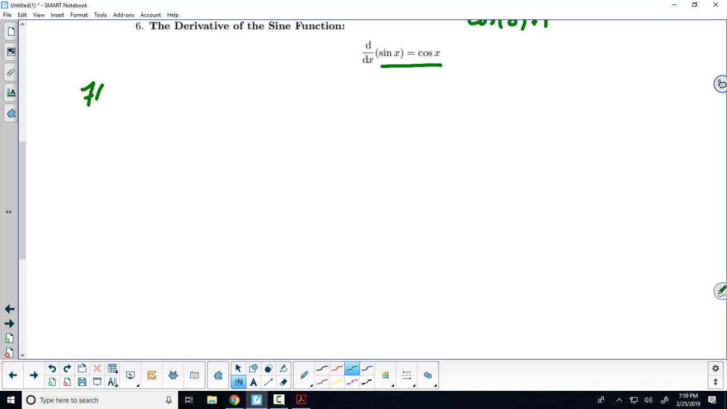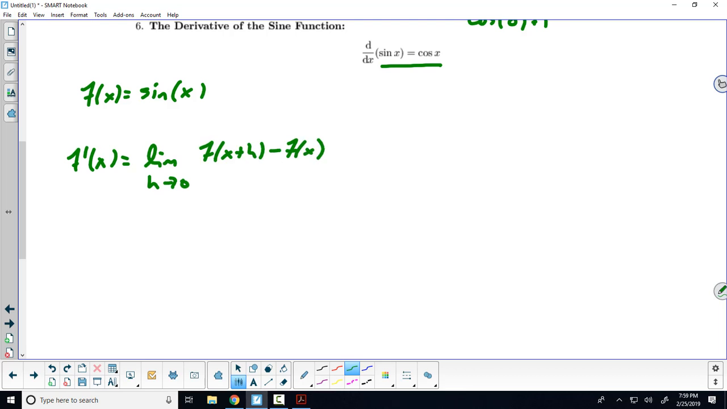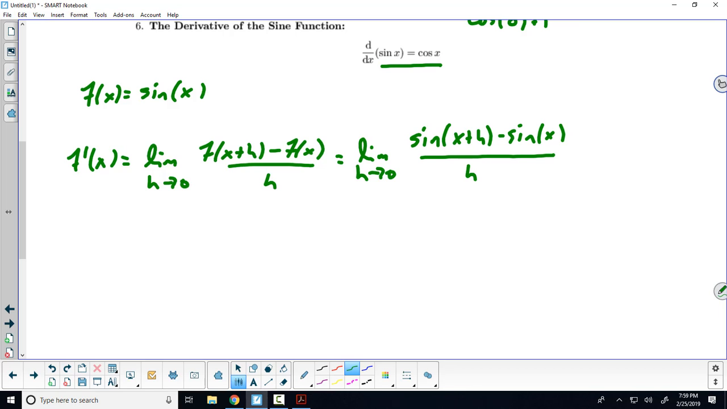So if I have f of x equal to the sine of x, then f prime of x is equal to the limit as h approaches 0 of f of x plus h minus f of x all over h. This is equal to the limit as h approaches 0 of the sine of x plus h minus the sine of x all over h.